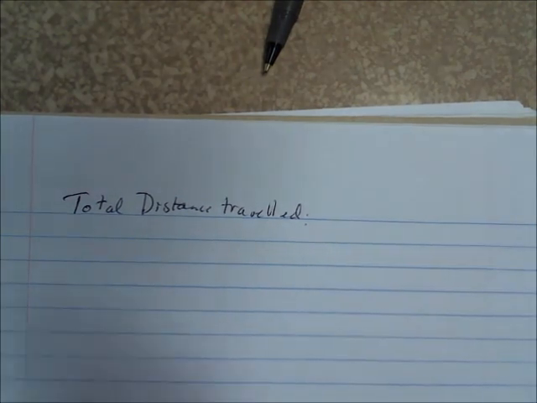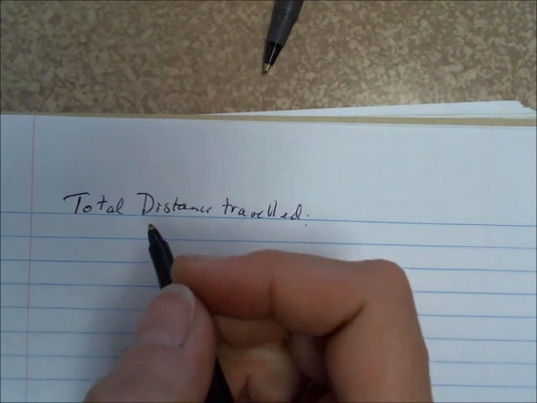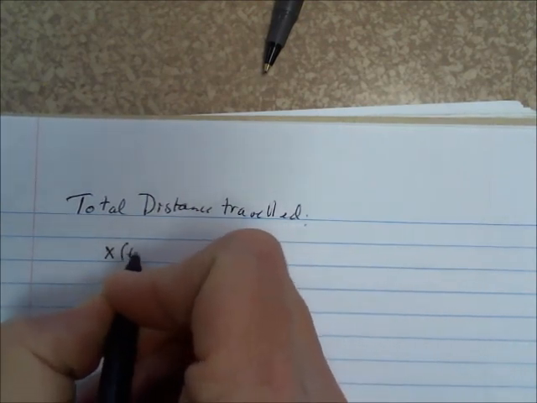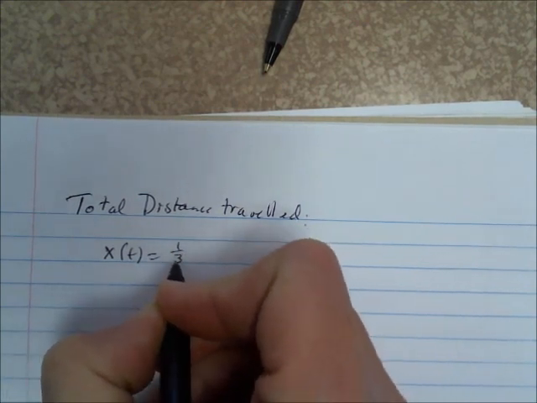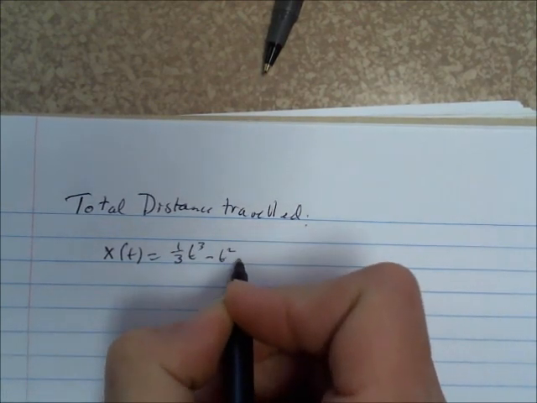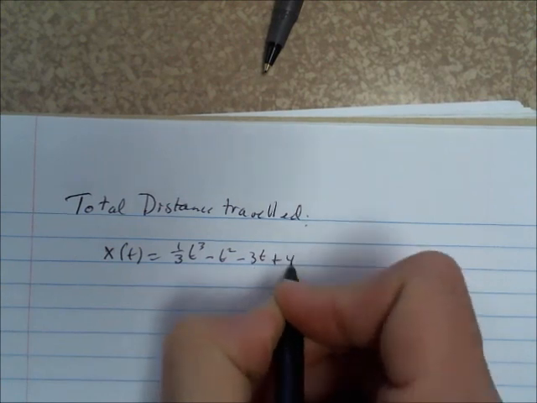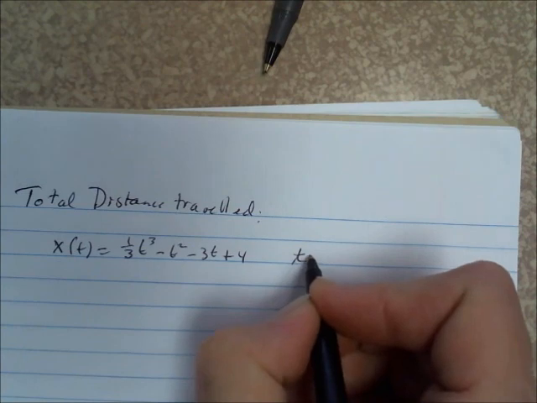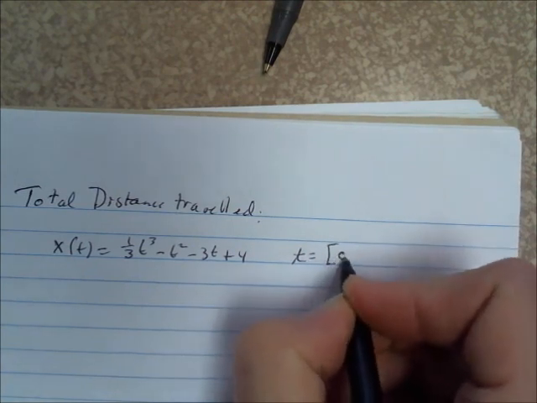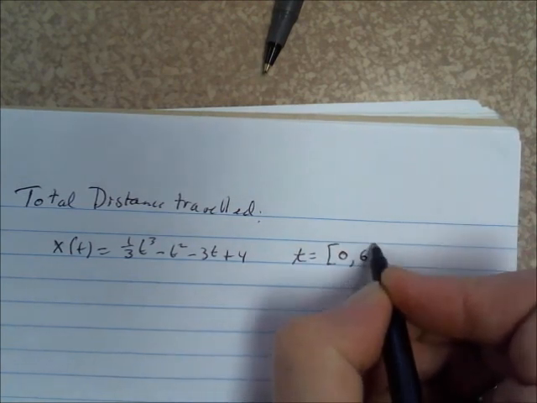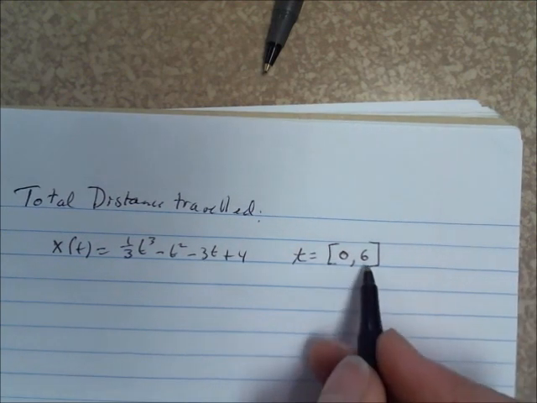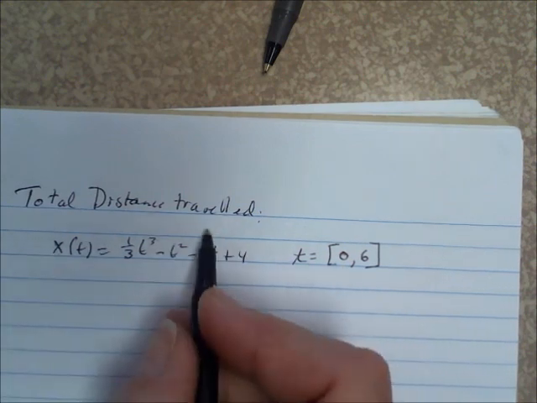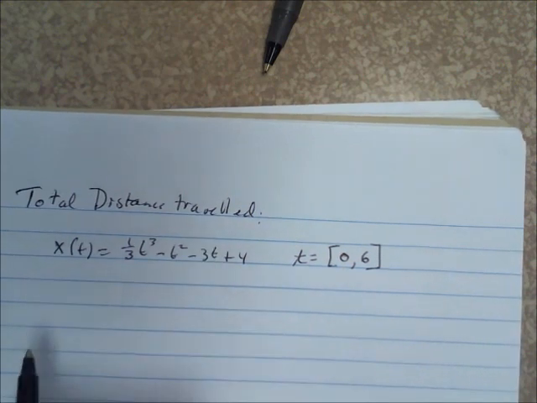For the total distance traveled example that I'd like to give you, let's say we have x of t equal to 1/3 t cubed minus t squared minus 3t plus 4. And the particle is traveling between t equals 0 and stops at t equals 6. So we've got this definite interval where the particle is traveling. What is the total distance traveled by the particle?